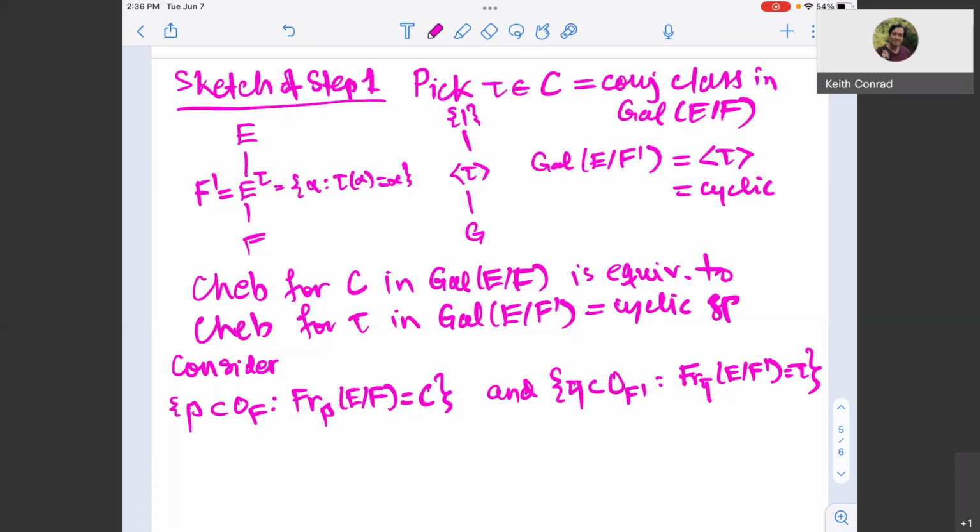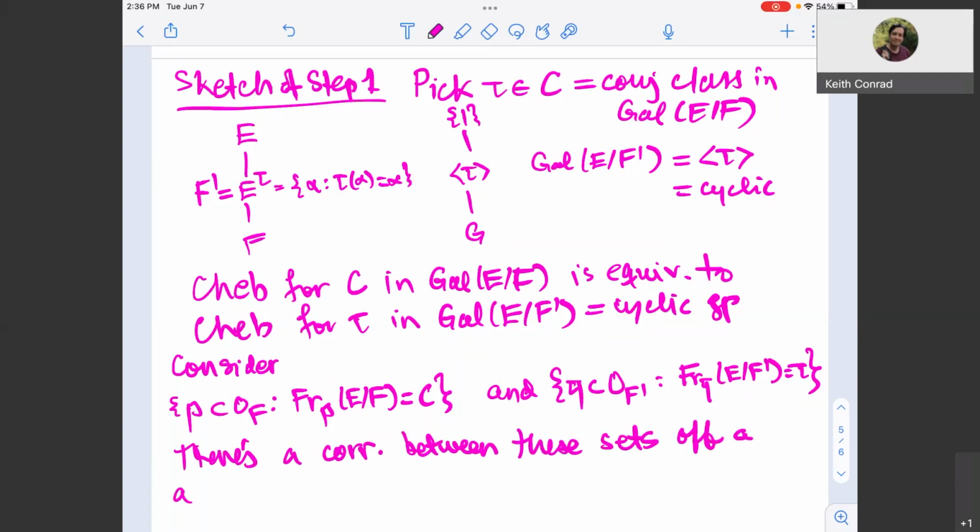So it turns out that there's a way to go back and forth between prime ideals in F and prime ideals in F prime. I mean, the rings of integers in F and F prime. There is a correspondence between these sets of prime ideals, off a subset of density 0.